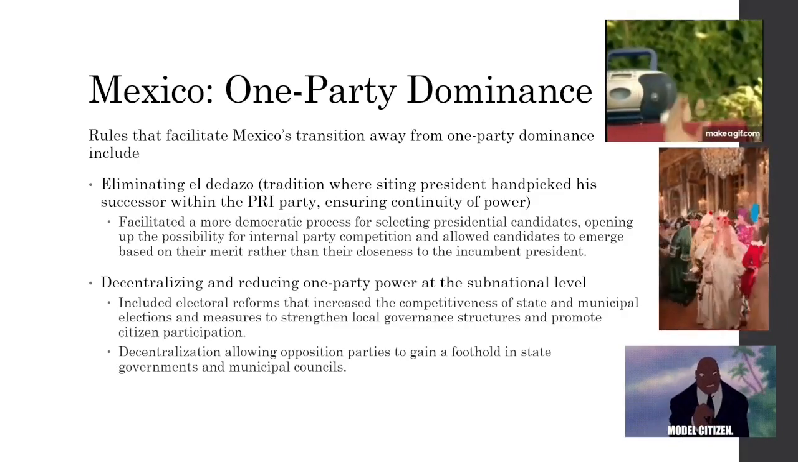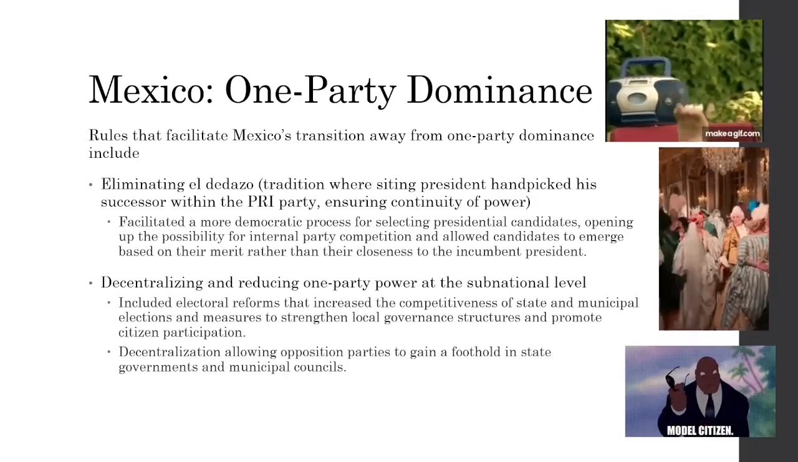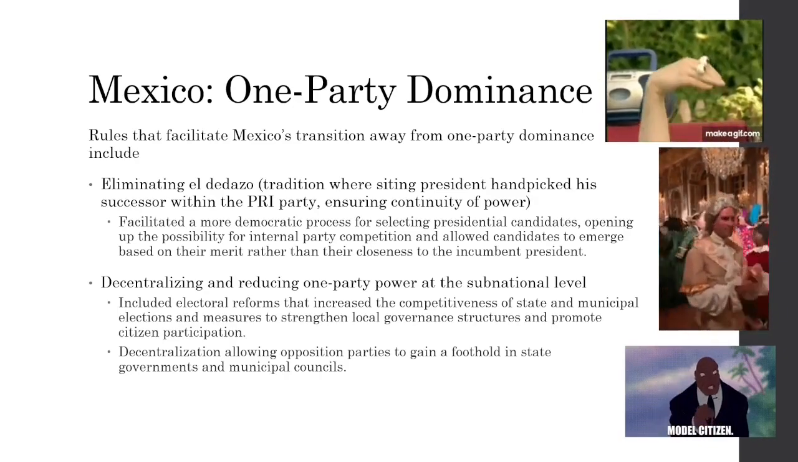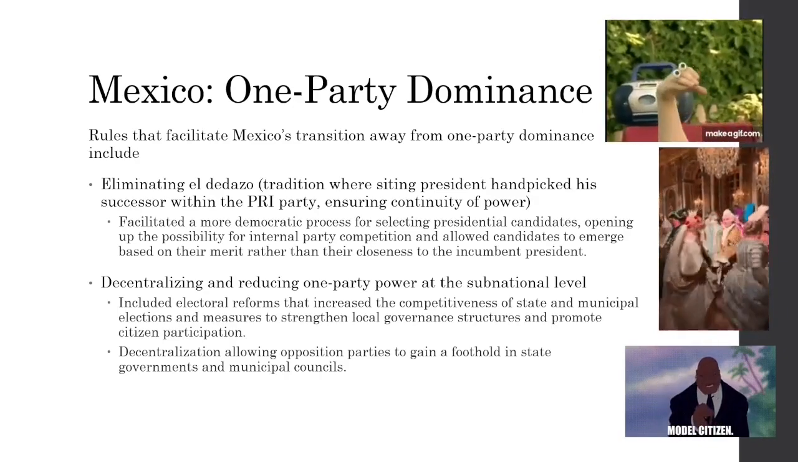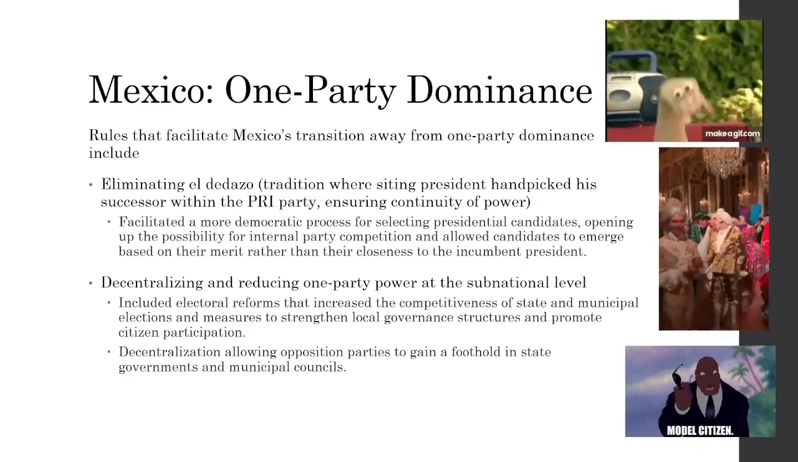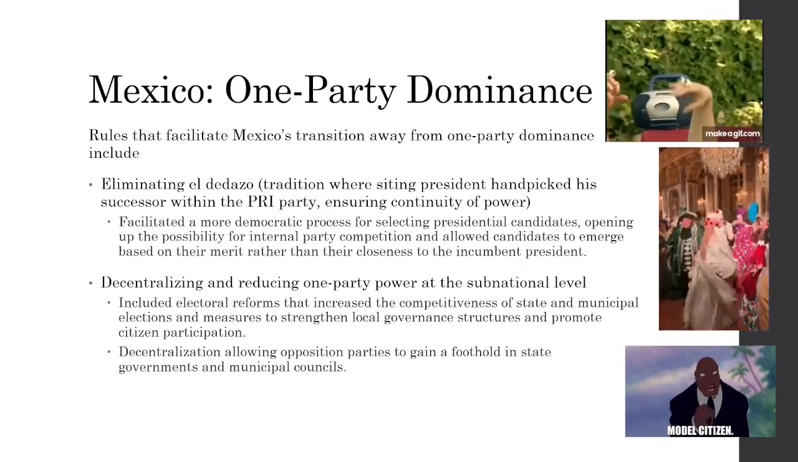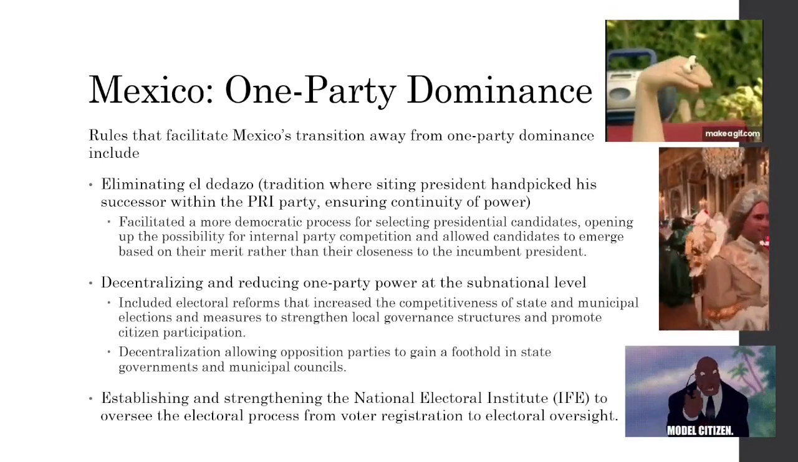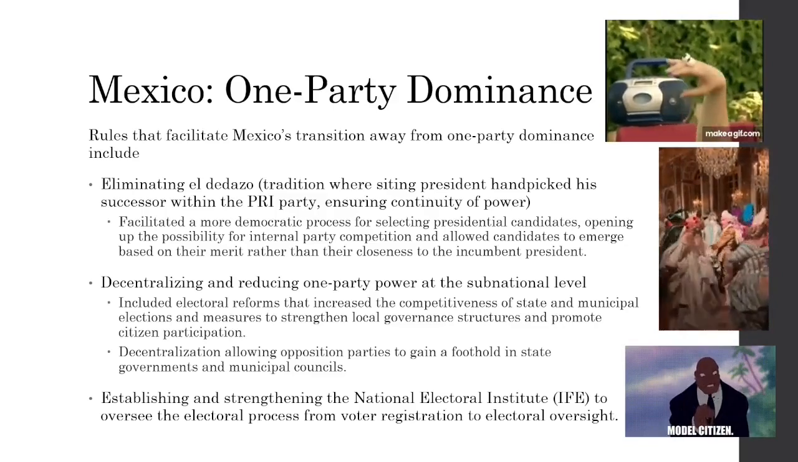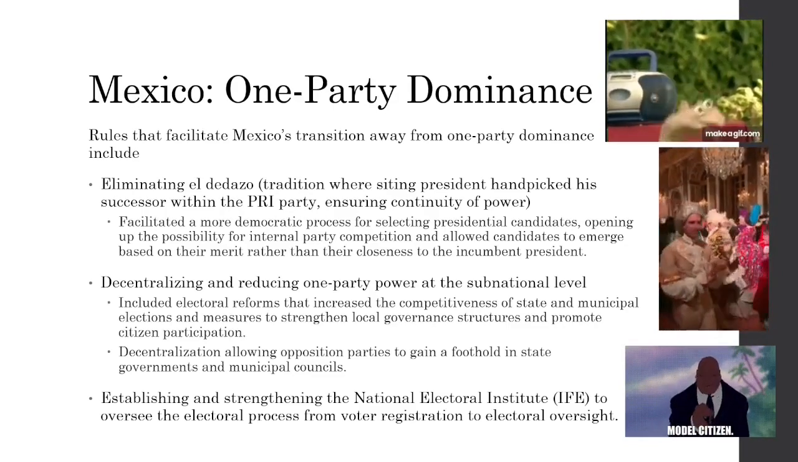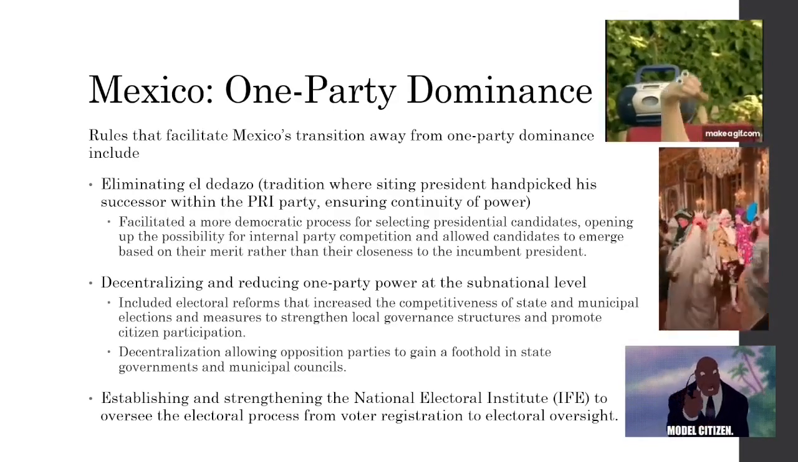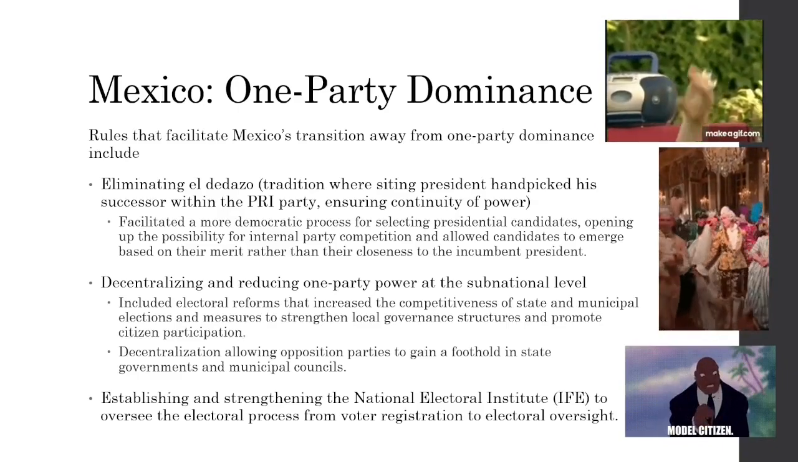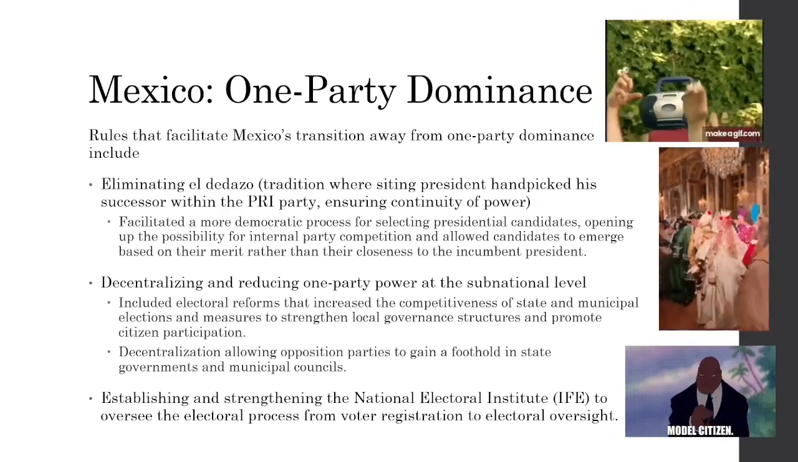And decentralization, allowing opposition parties to gain a foothold in state governments and municipal councils. So we're not seeing the national government have a lot of say here in our local governments. It's going to be more local citizens impacting where they live, forming a community, a political community. They've also established and strengthened the National Electoral Institute. And the whole purpose of this institute is to oversee the electoral process all the way from voter registration to electoral oversight.